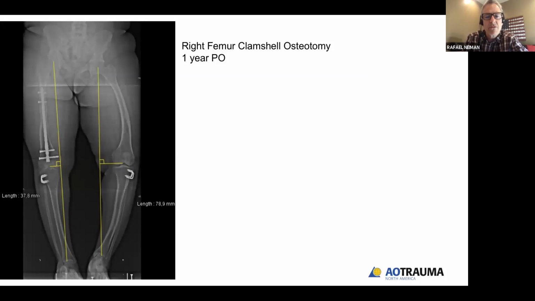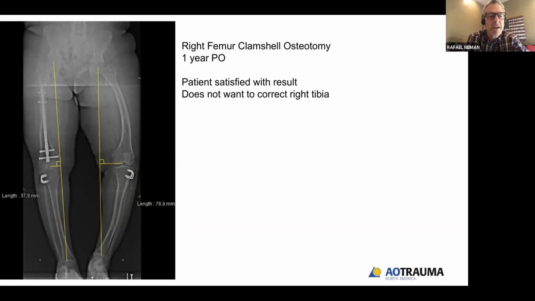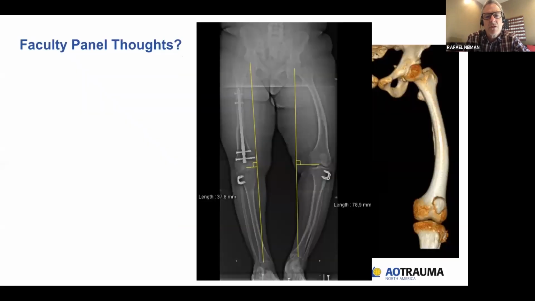And to speak to Mark's or somebody's comment about making sure you discuss with the patient their staging, so you're meeting their expectations about not doing them all at the same time. She's happy with her right leg and doesn't want to do anything to the right tibia. But she does want to do something to the left side. So let's talk just quickly about the femur. Maybe Raul, if you're around, what would you do differently about the femur?